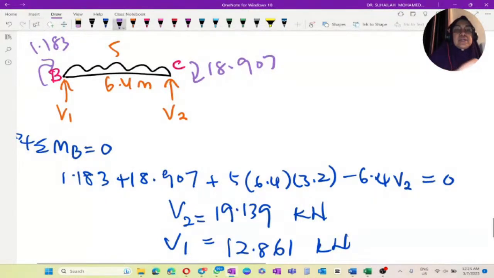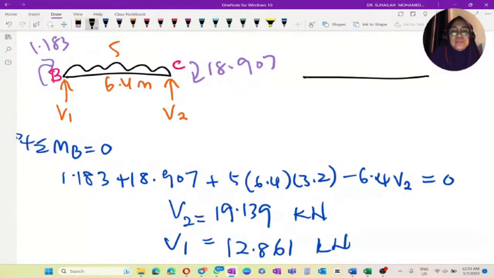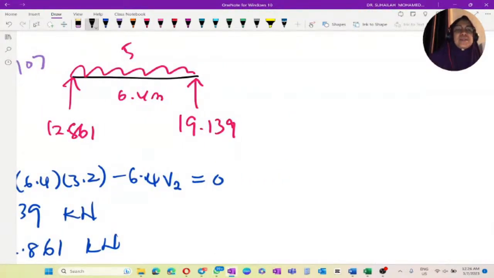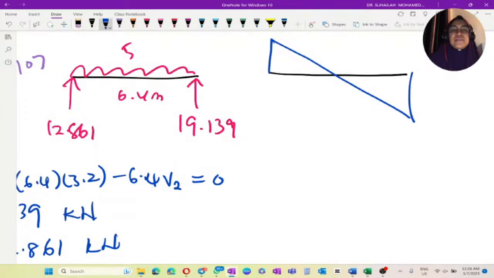So the shear force diagram, okay, is V1. V1 is 12.861 and V2 is 19.139. So this is the UDL. This is 5 and 6.4 meter. So from this, we get the shear force diagram as, this is the shear force diagram.